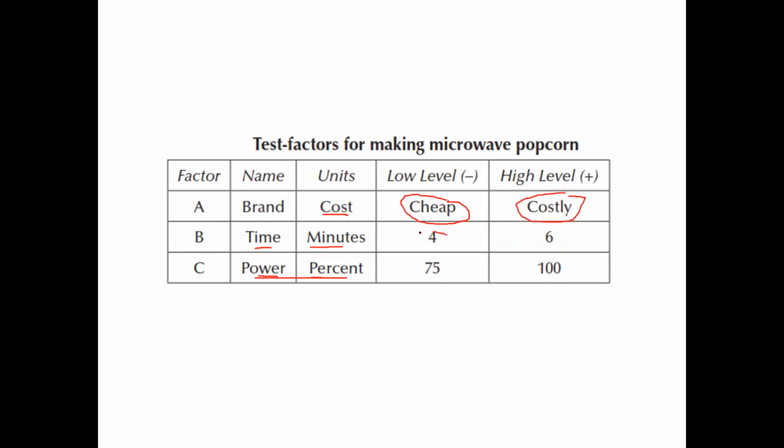The time is a minimum of 4 minutes to cook, and the maximum is 6 minutes, because beyond that it may get charred. Similarly, power is a minimum of 75 watts and a maximum of 100. These are the critical material attributes and critical process parameters used at different levels to produce the best popcorn, that is, maximum taste with minimum bullets.